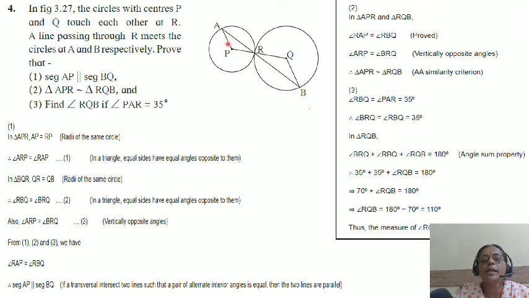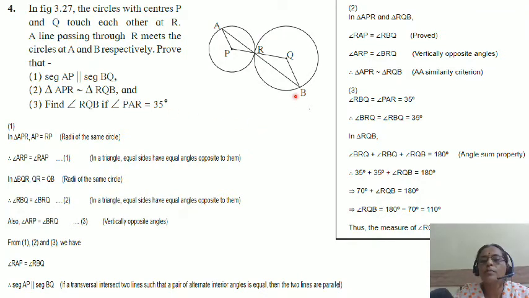Now in triangle APR and triangle RQB, you have angle RAP, angle A, congruent to angle RBQ, which is proved above, and angle ARP congruent to angle BRQ, vertically opposite angles. So two triangles are similar by AA test. So your second part is proved.